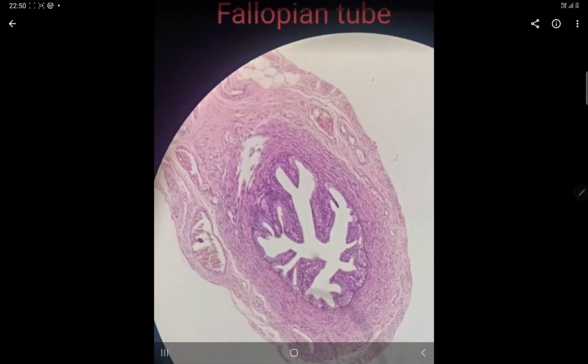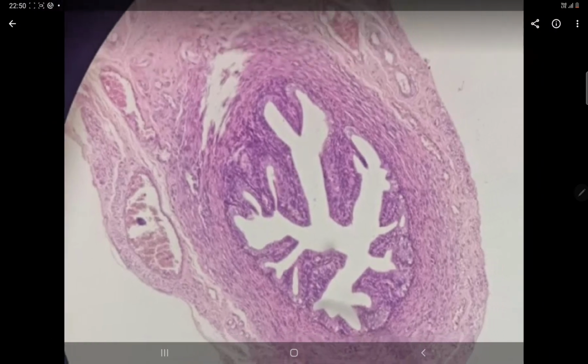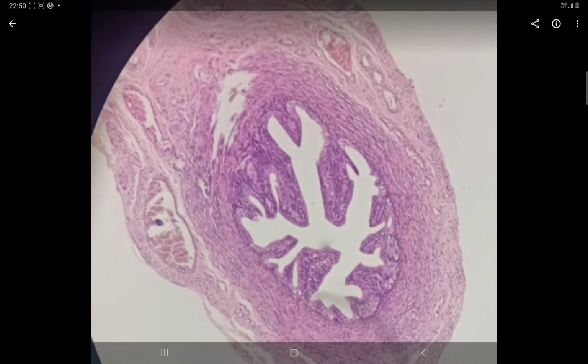This is the slide of fallopian tube. Here you can see there are three layers. Inner mucosal layer that overlies loose connective tissue, lamina propria. So this is the innermost layer, that is the mucosa.